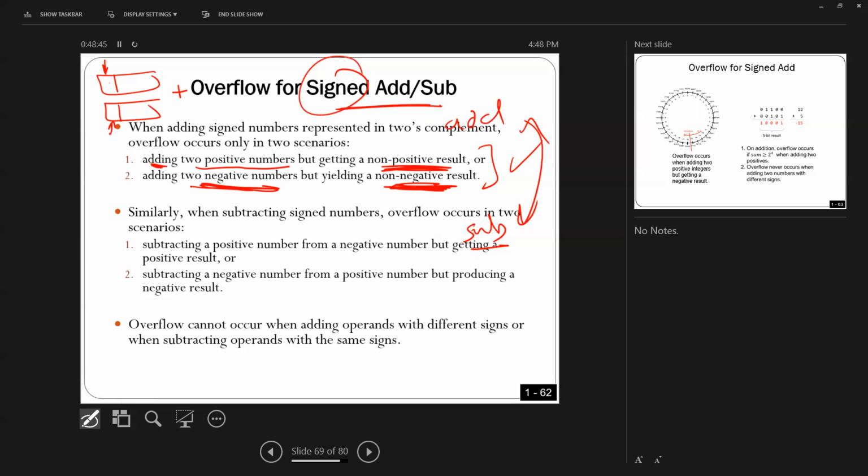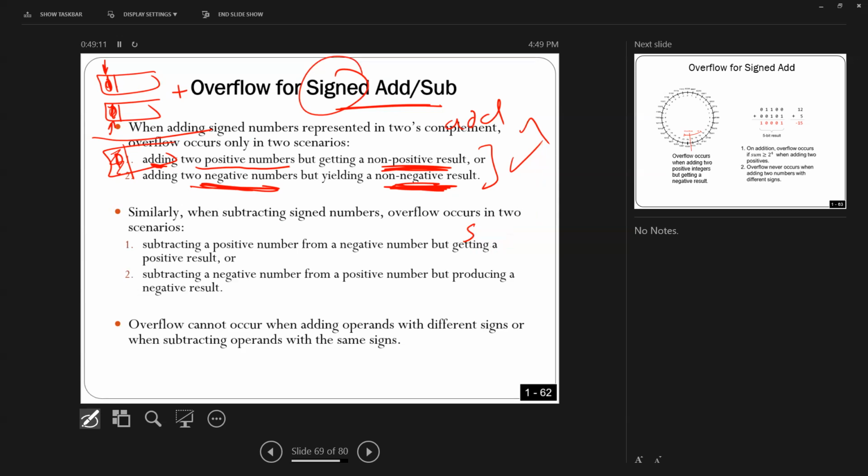However, if they are the same, so for example, 0, 0, and the result I get is different, for example, 0, 0, I got 1, or 1, 1, I got 0, that means there is overflow. Negative plus negative is positive, or positive plus positive is negative. Is that okay? This is in case of addition. Subtraction is exactly the same thing, but I'm going to convert subtraction to addition, as you will see right now.